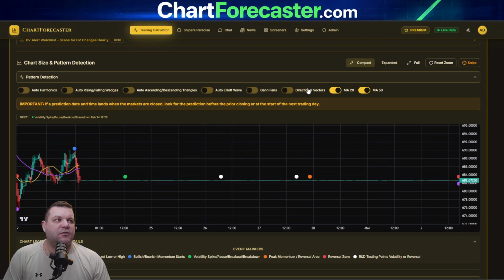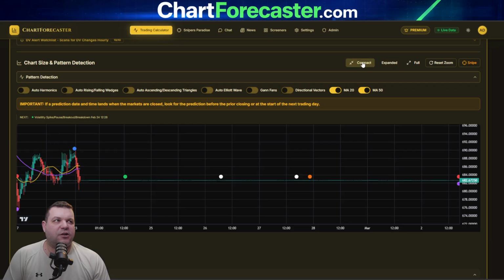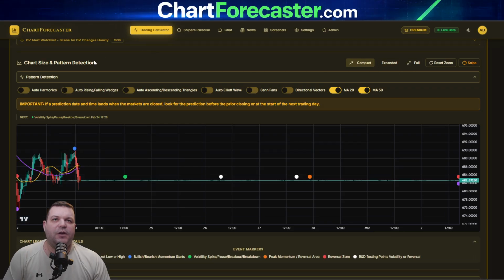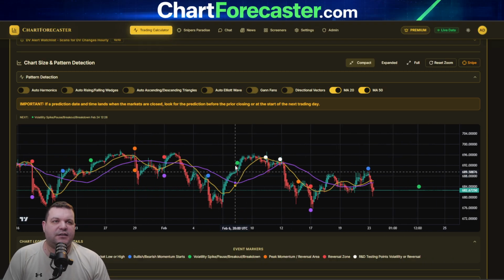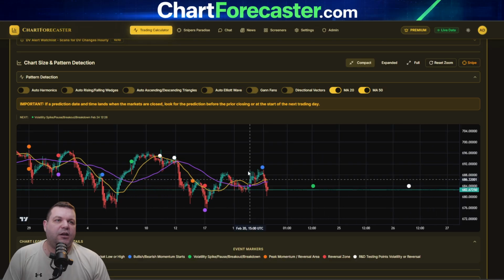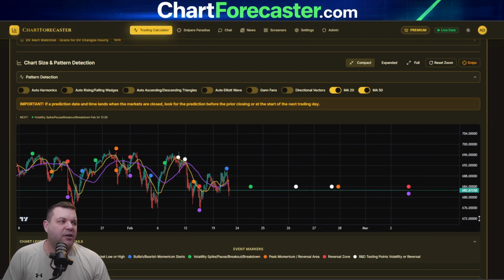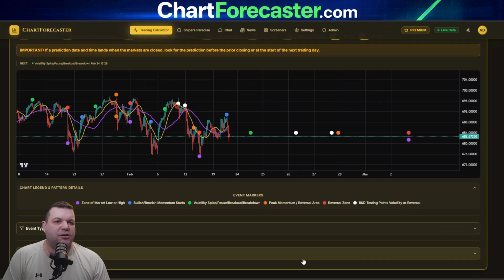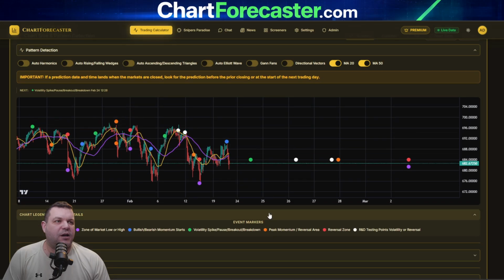We've got several features that allow you to expand the chart. So several chart sizes: compact, expanded, full. And we've also got some auto pattern detection, which we'll go through. But you may be noticing all these color-coded dots on the chart, and these are event markers. Now, ChartForecaster.com is currently predicting out to March 2nd or March 3rd, and it is February 23rd right now.